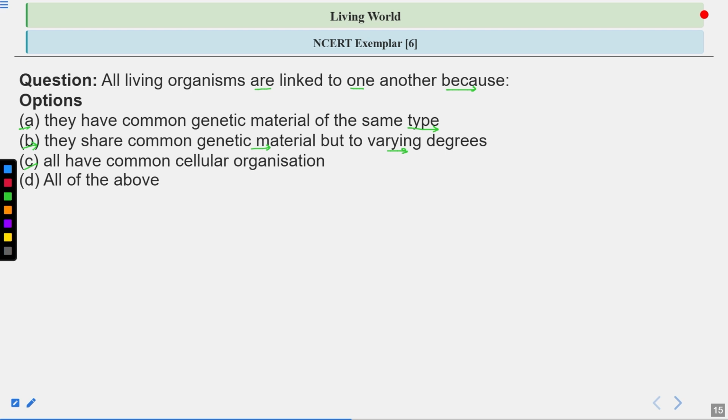Option C: all have common cellular organization. They have same cellular organizations. Okay. Clear? Then D is all of the above. So what will be the correct answer for this question?